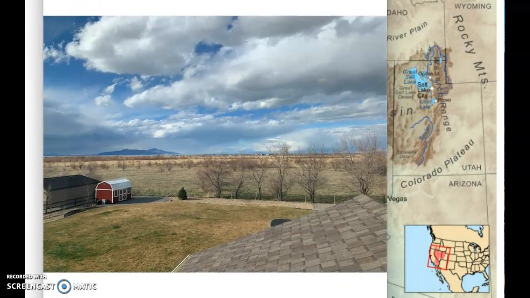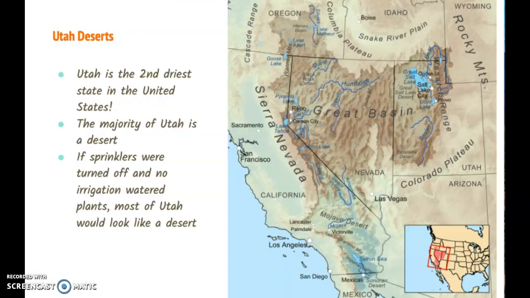So this is a picture of my backyard. Here's our grass, which is kind of slowly turning green. If we didn't water it and we didn't plant anything, our whole backyard would look just like it does back here in the fields. There might be a little bit of trees, but it's mostly going to be brush, and maybe some sagebrush could grow. But that's exactly what Utah would look like if we didn't do anything to it. It would just look like a desert, because that's what it is.